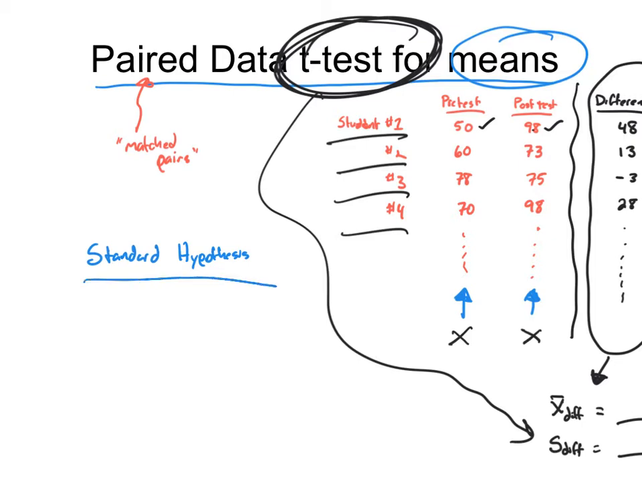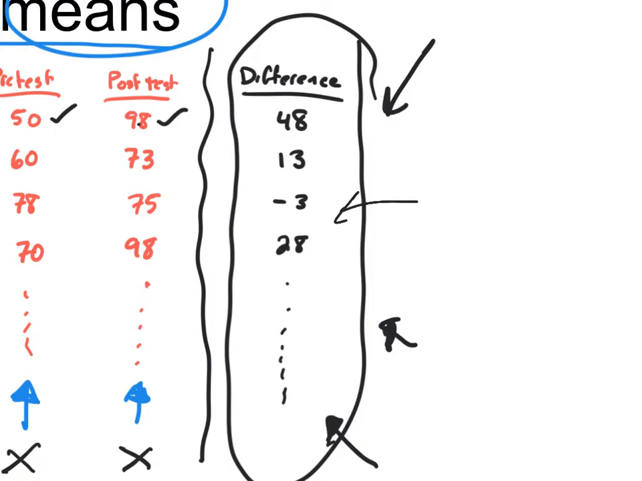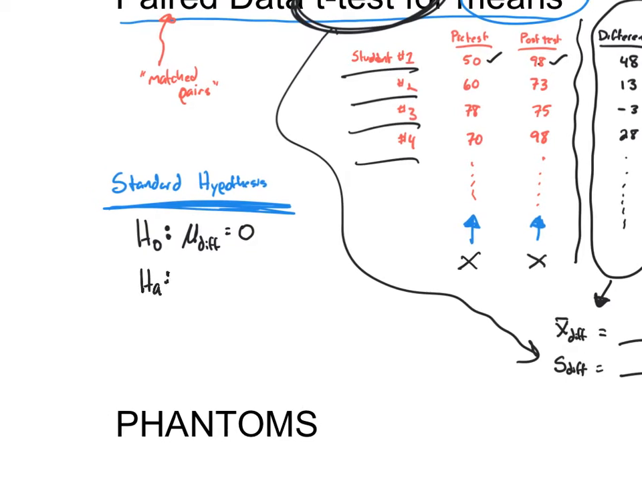So these are the ones that we're going to use, at least in the AP realm. The standard hypothesis is always going to be a null hypothesis that the true average difference is equal to 0. Truly what we're saying is if I took the average of this, we would expect it to be 0. We would see if that's true. And then the alternative hypothesis is going to be that the average difference is not equal to 0, or greater than 0, or less than 0. It is going to be based on the actual phrasing of the question.